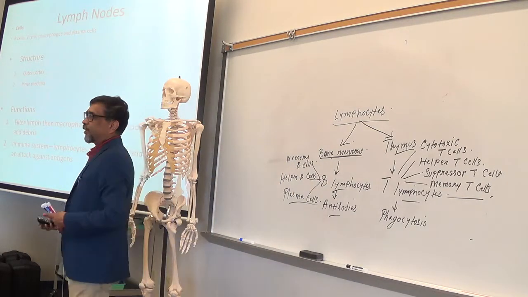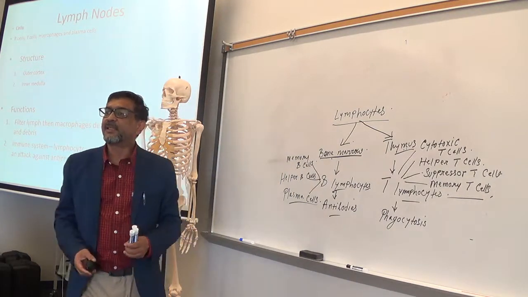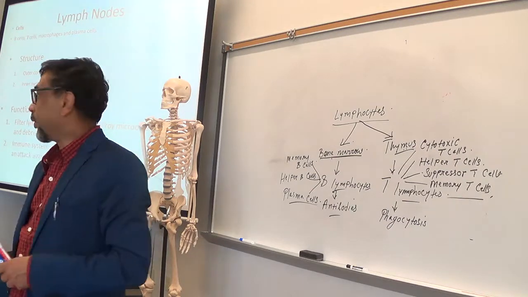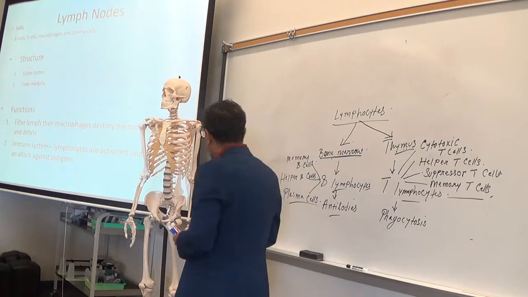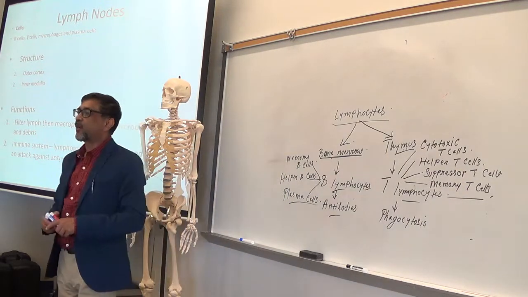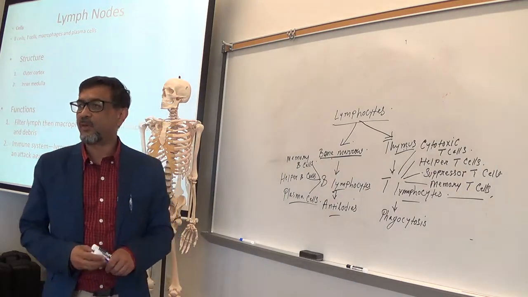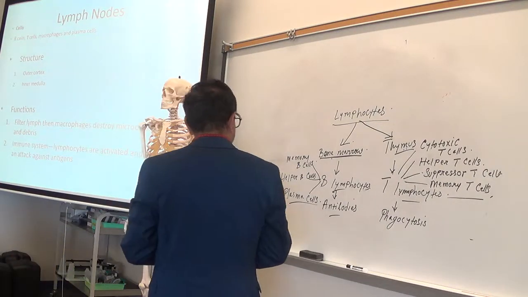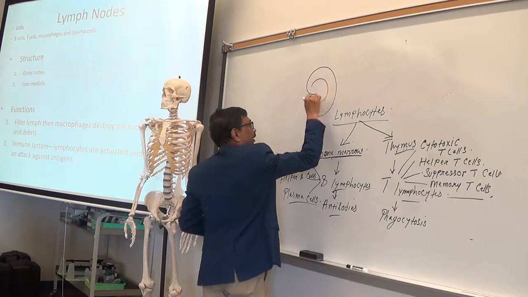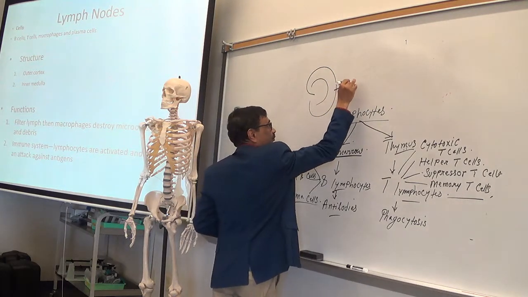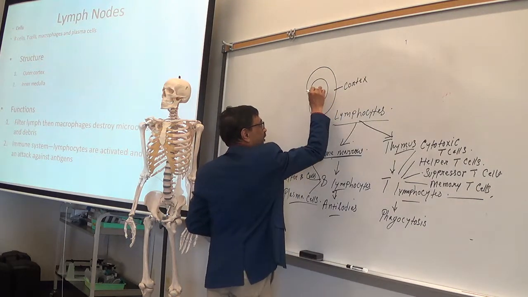Okay. Now we'll see the lymph nodes. If you see the structure of a lymph node, the outer part is called the cortex and the inner part is called the medulla. So in the lymph node, you have the outer part, cortex, and the inner part, the medulla.